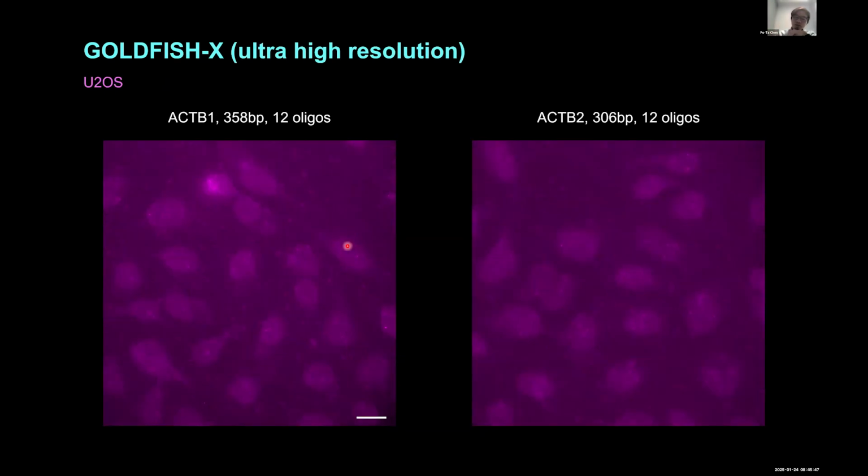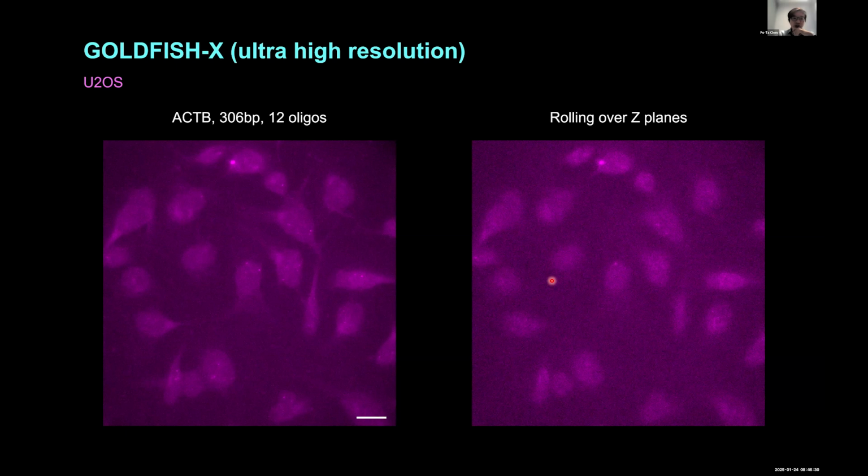We wanted to test the limit of this protocol, so we label very small segments. We saw that if we push the labeling down to roughly 300 base pairs, 350 base pairs, with only 12 oligos, we can still see some spots in some of the cells. At the cost of overall labeling efficiency, we lose some signal from some of the cells. But for the cells that work, it recovers pretty well. The spots are pretty detectable.